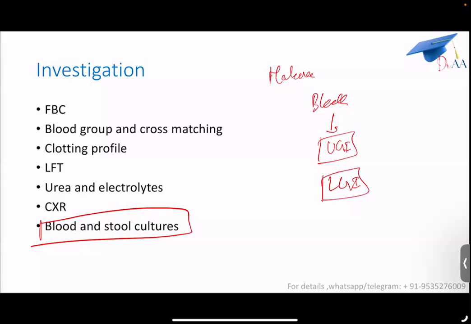Otherwise, the history will be very classical. If he's vomiting blood, then upper GI bleed shouldn't be a problem. Gross bleeding from the rectum, then it will be a lower GI bleed. Melena is the only thing where, with black colored stools, you always think upper GI bleed first, followed by lower GI bleed.